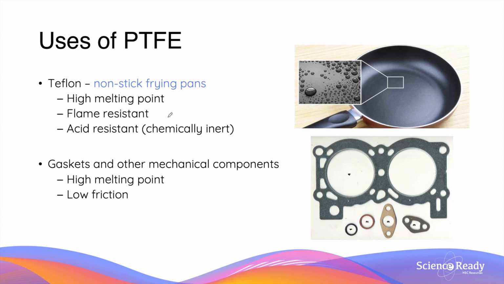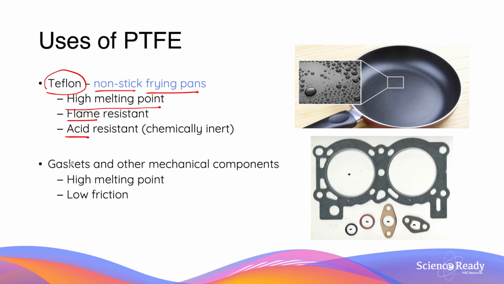The most important use of PTFE that you need to remember is in Teflon, found in non-stick frying pans. This is because PTFE has a very high melting point and also it is flame and acid resistant. Both of these resistances are very useful in cooking.